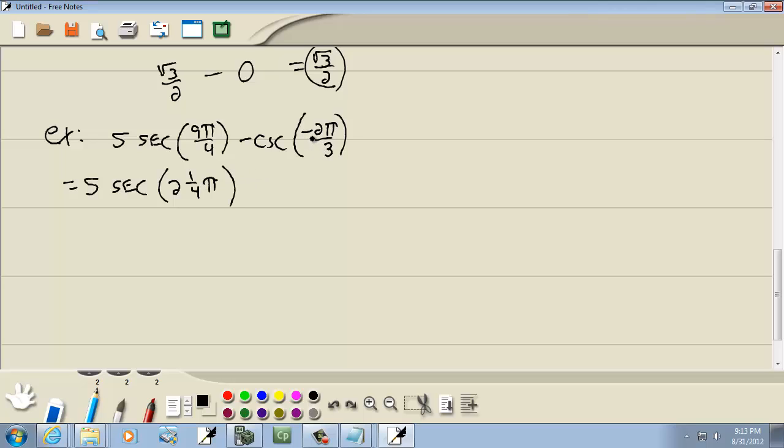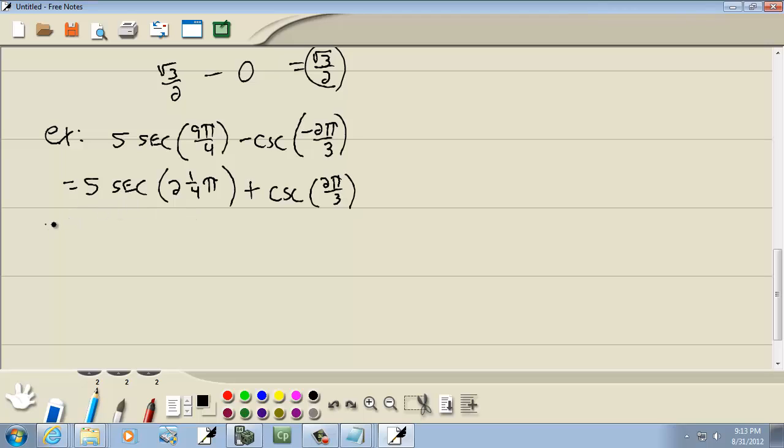Now here, cosecant is an odd function. The only ones that are even are cosine and secant. So in this one, since it's an odd function, I'll take the negative, put it out in front, and since there's already a negative there, that becomes positive. And we got cosecant of 2 pi over 3.